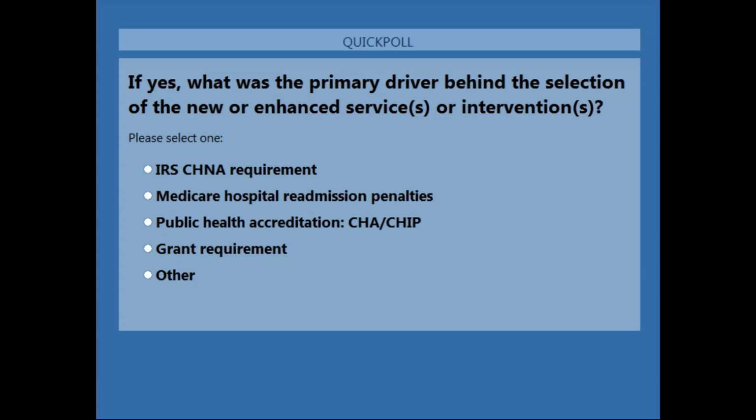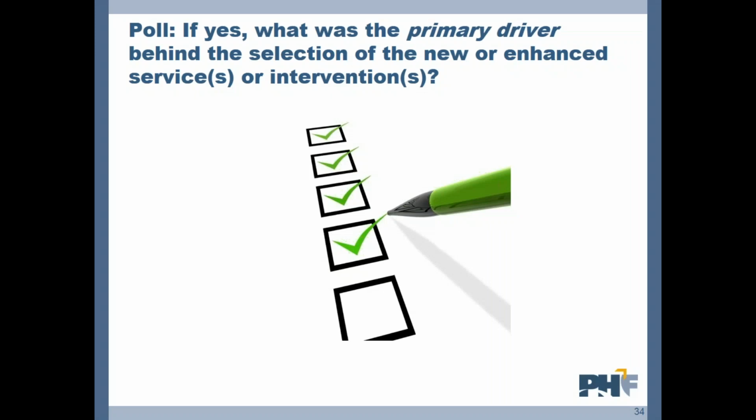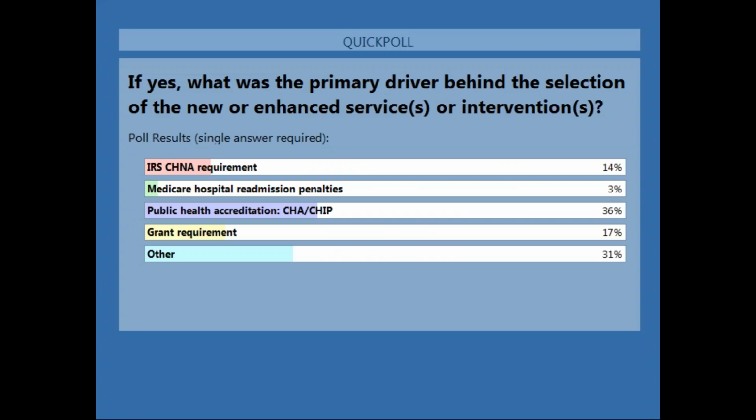So I think we're opening up the poll. We have about 50% so far. Okay, we're at about 60%. Okay, how about if we move on from the poll, and the results here are, so we definitely see that the IRS requirements are a driver and public health accreditation are a driver. So it seems like two big ones, and grant requirements are a big driver. And I think we have a variety of others in here.